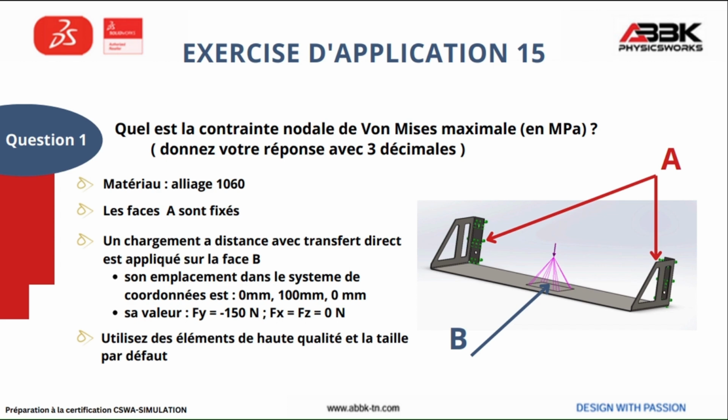The objective of this static study is to get the von Mises maximum stress on the specific node in Newtons per millimeter squared with three decimal places. Now we'll go step by step on setting up the study, running the simulation, and reviewing the results.